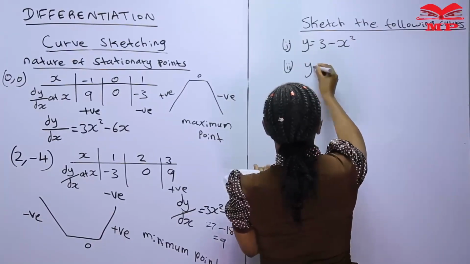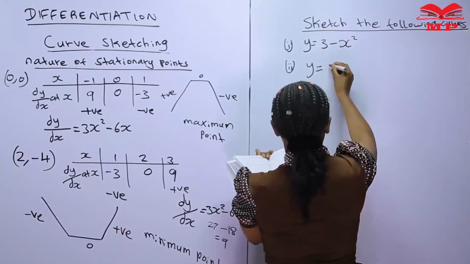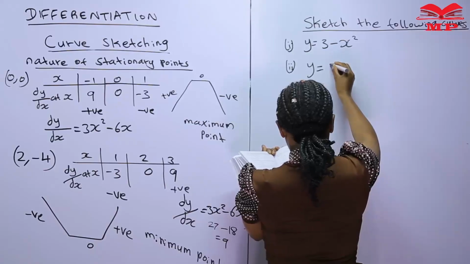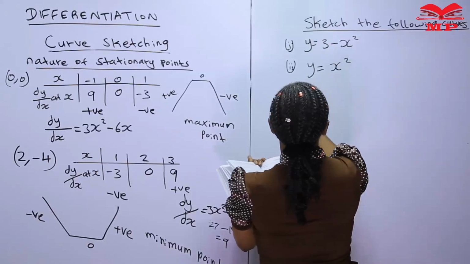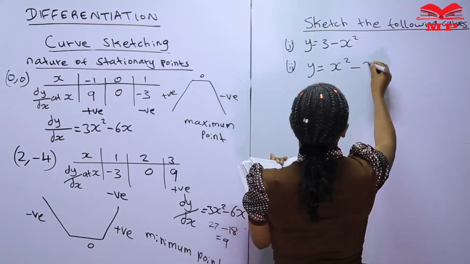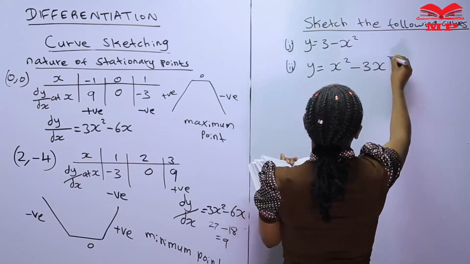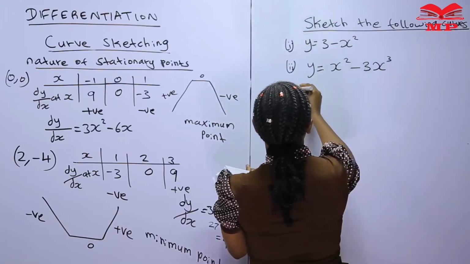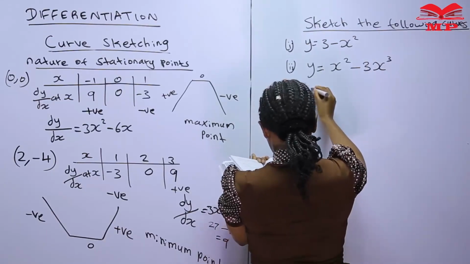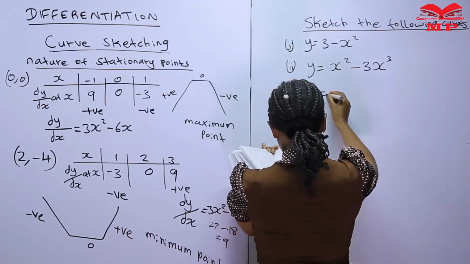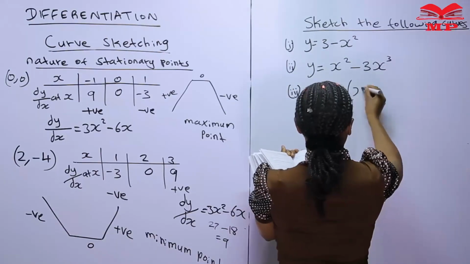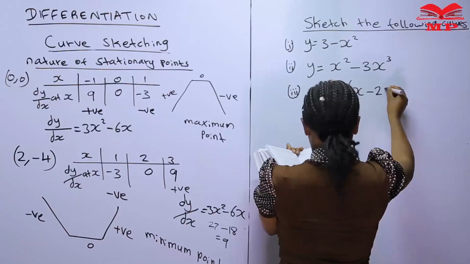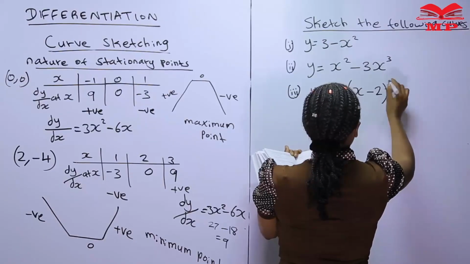Number 2, we have y is equal to x squared minus 3x raised to power 3. Then finally, number 3, we have y is equal to x into bracket x minus 2 squared.